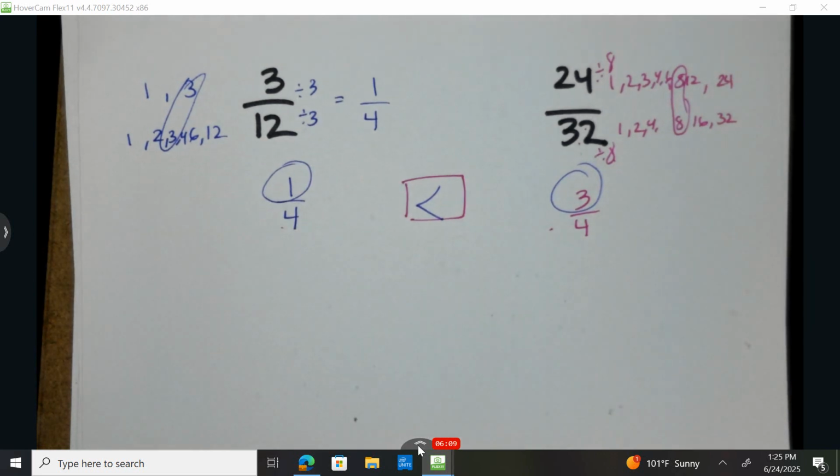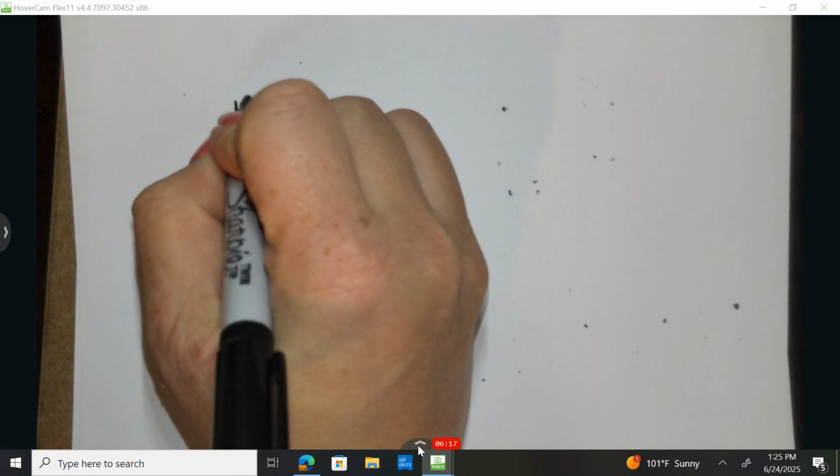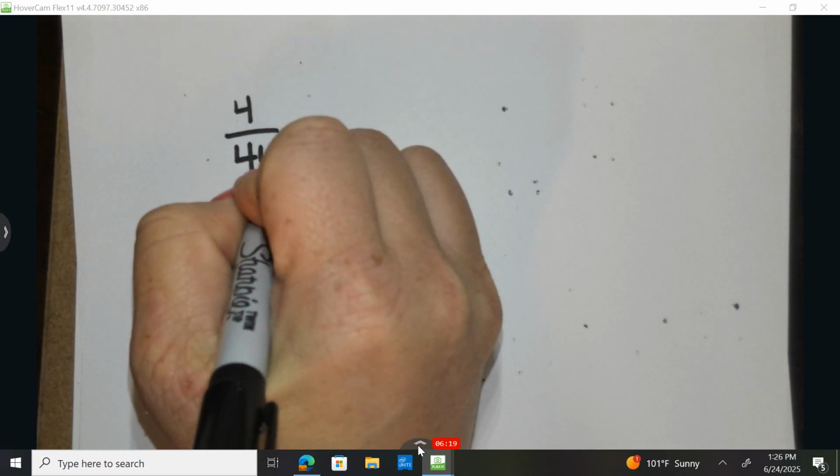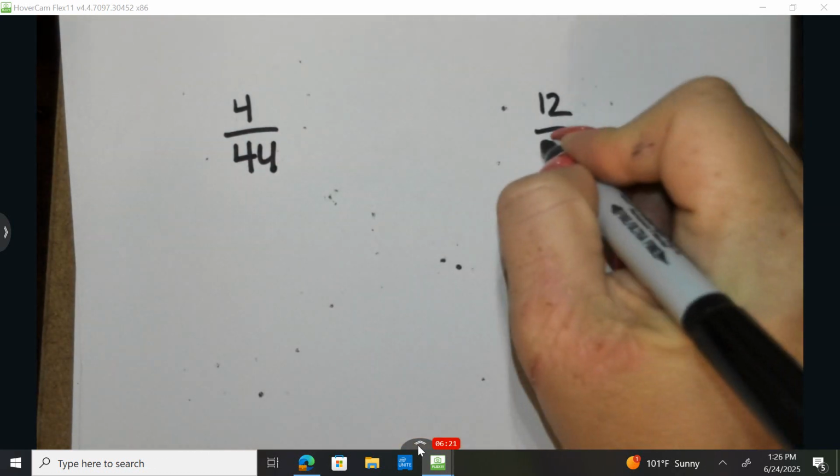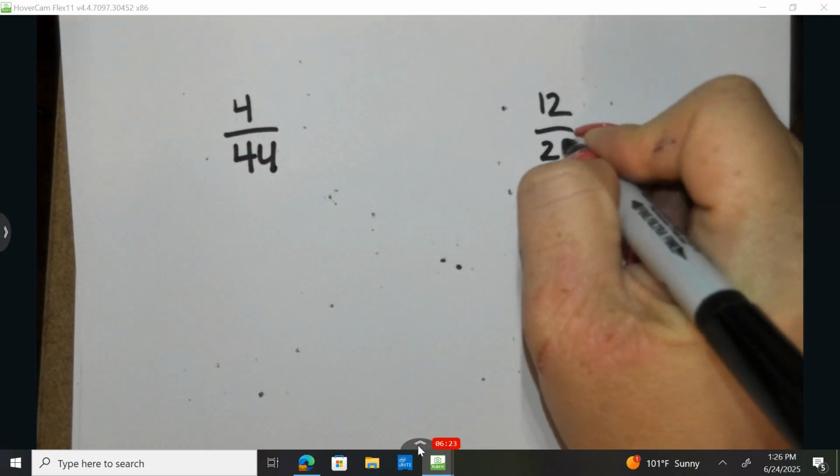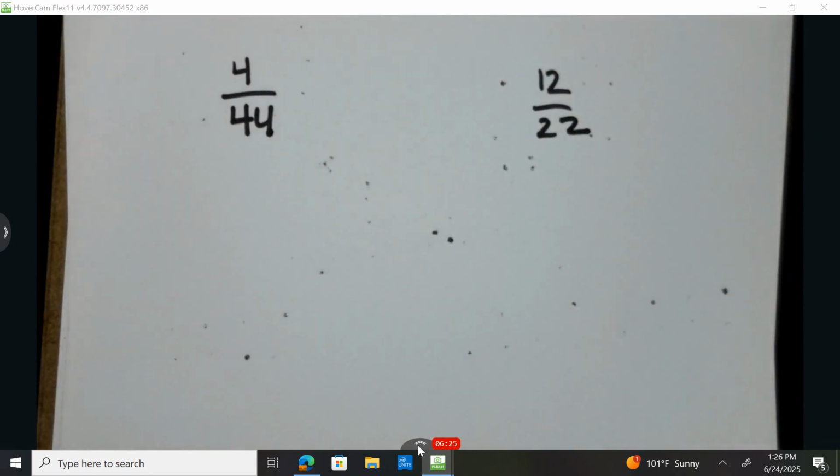Let's try one more practice problem before you attempt the questions on page 8 and 9. Okay, 4 over 44 and 12 over 22. Press pause and go ahead and reduce the fraction on the left or right. And after you have rewritten those fractions in reduced form, insert the correct inequality symbol.